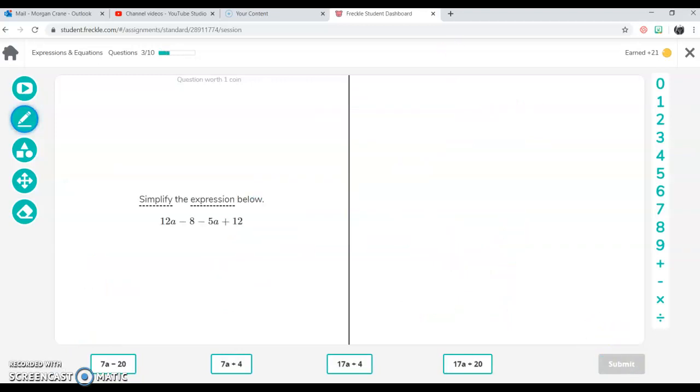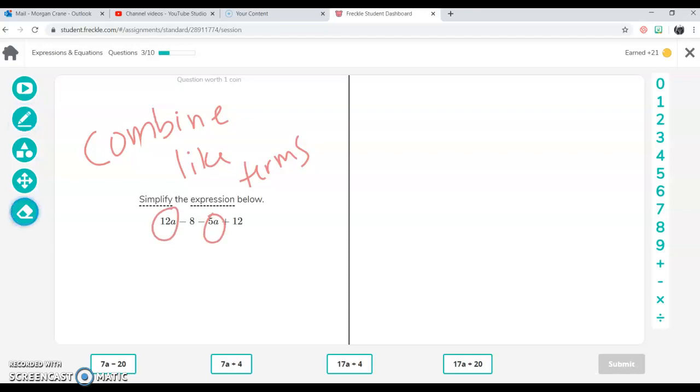I'm going to do one more here. This is simplifying the expression. This is combining like terms. So, this is a like term. You need to make sure you get that negative sign in there. And then these two, negative 8 and positive 12, are like terms. So let's combine these two first. So we have 12a, which is positive, minus 5a.